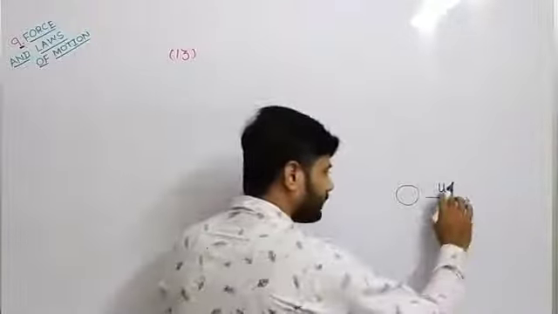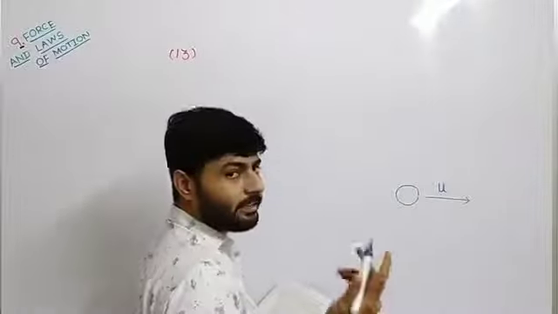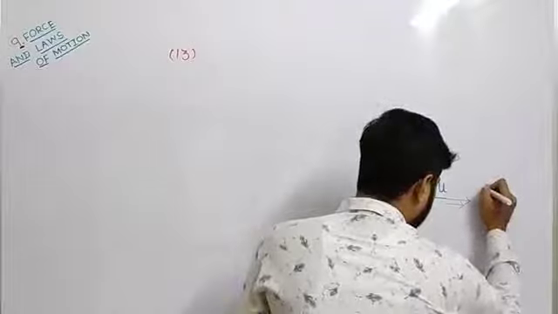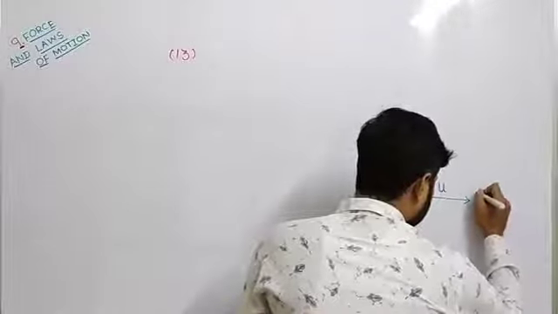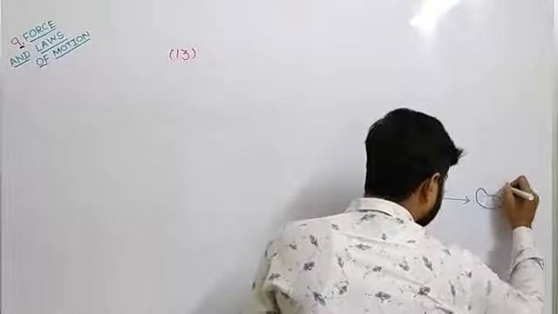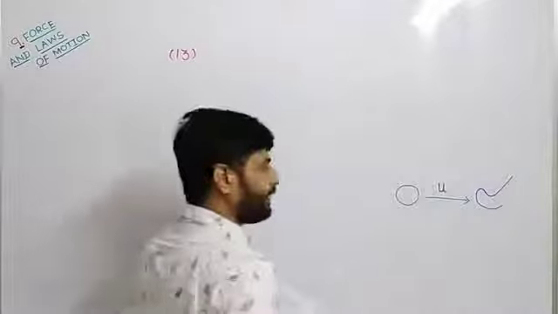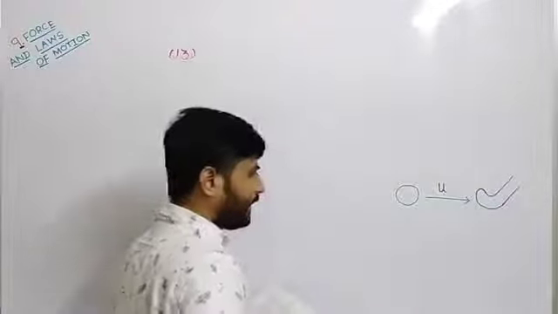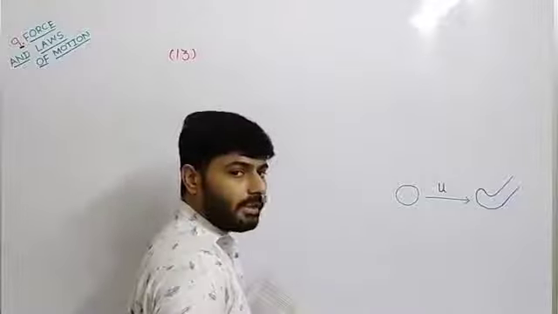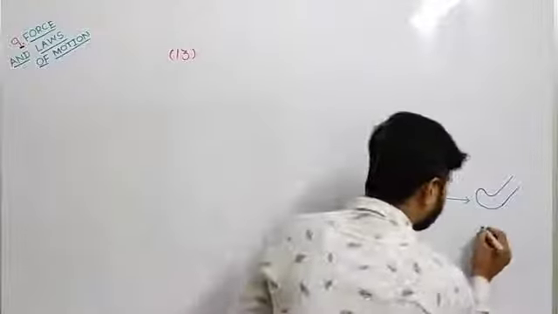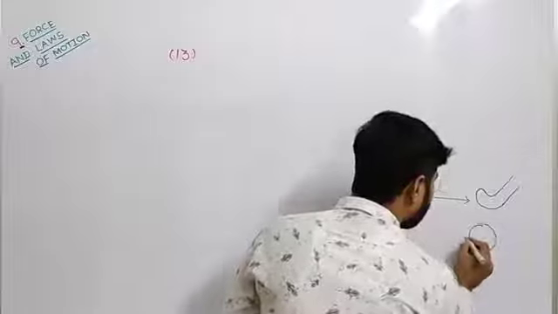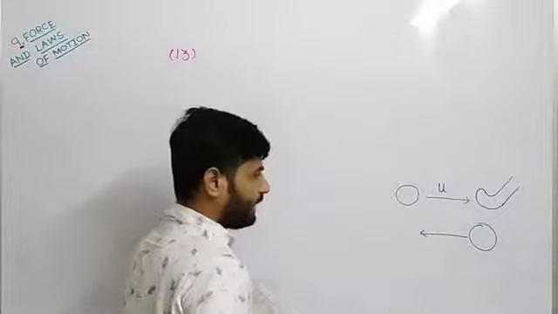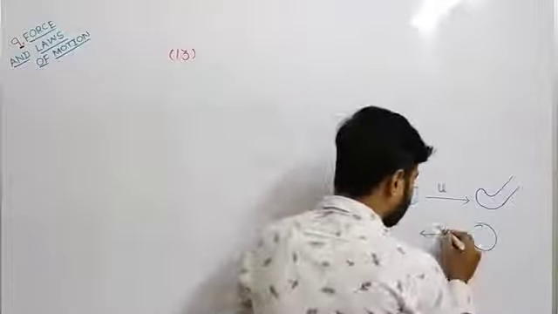Velocity u1, or say only u, because we have only one object here. It is struck by a hockey stick. Let's say this is the hockey stick, and it is struck by the hockey stick and moves on its original path, and then it will move in its original path with velocity, say, v.